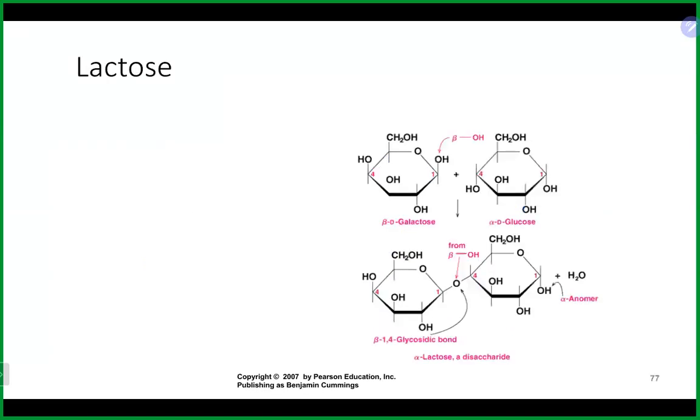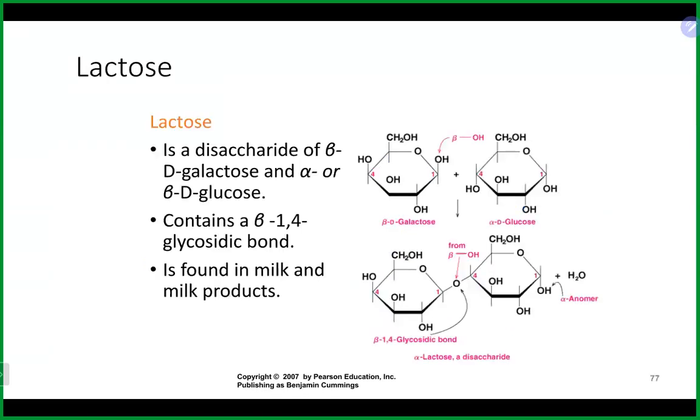So let's take a look at what's going on in lactose. Lactose is a disaccharide that's made up of a beta D-galactose and an alpha or beta D-glucose. It contains a different glycosidic bond as to how it comes together. It is still going to come together by removing water, but the way it comes together is a little bit different. This is what we find in milk products, and also why people are lactose intolerant. They have a problem breaking that bond, perhaps to hydrolyze it in your body.